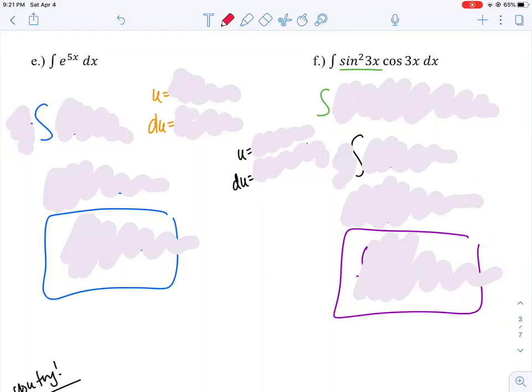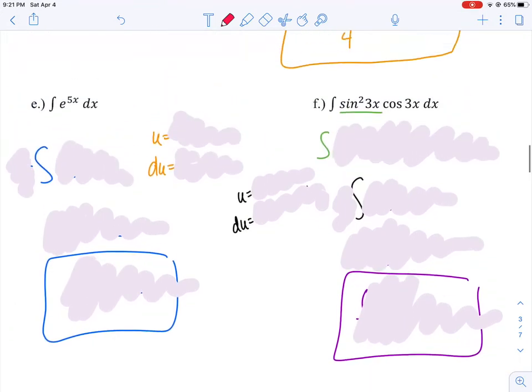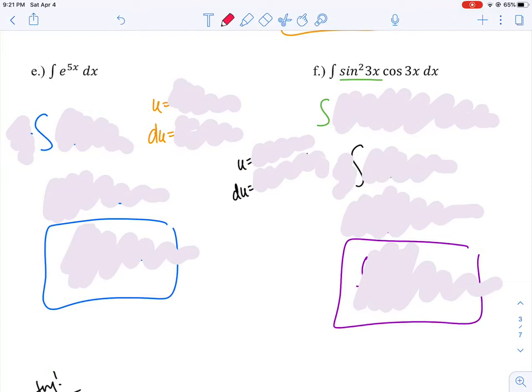Okay, let's do some more practice of U substitution 5.5. This is example number 1E, F, and then we'll probably do G in this video. If you look at example number 1E, it gives us an integral of e to the 5x.